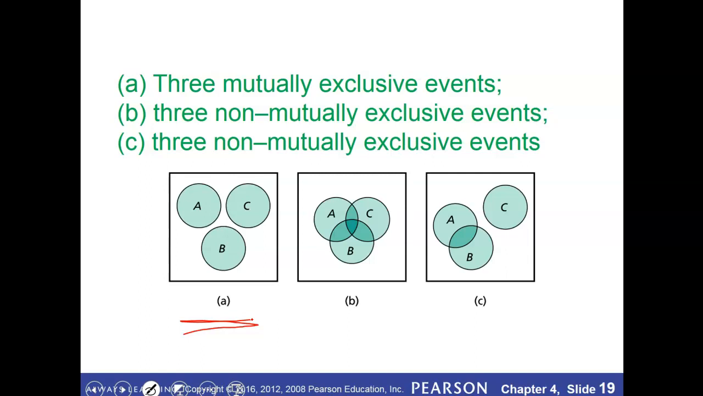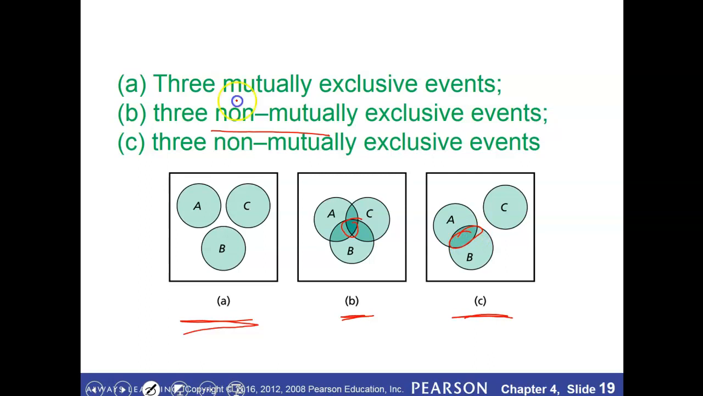Then we have non-mutually exclusive events in part B. So that's where there can be an intersection of all of those. You can be in A and B, you can be in A and C, you can be in B and C, or if you're right in the middle, you could be in all three of those events. Even part C is non-mutually exclusive events. They're not mutually exclusive because you could be in both A and B.